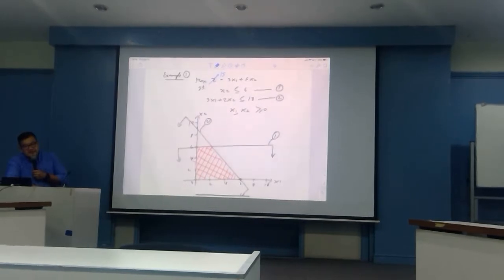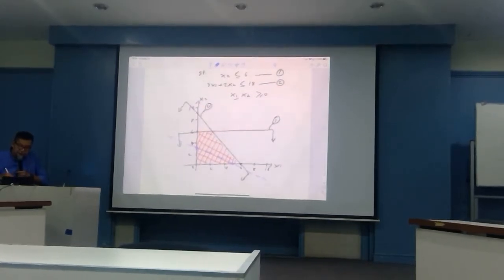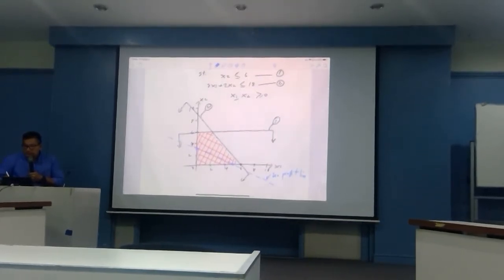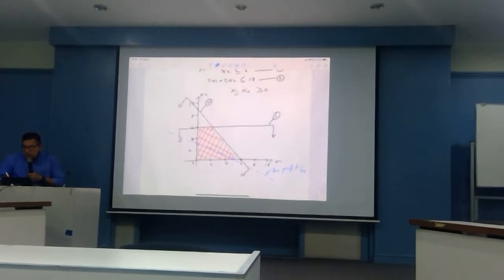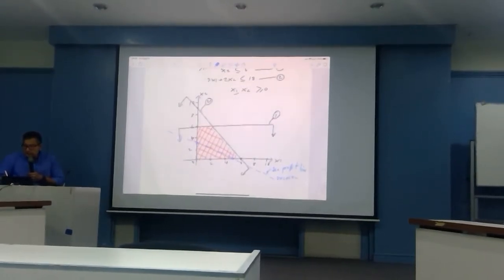Finding the x1 intersection, substitute x2 to be 0. You have 3x1 equal to 15, x1 cutting at 5. For the x2 intersection, substitute x1 to be 0. You have 5x2 equal to 15, x2 cutting at 3. So then this is my isoprofit line, right here. It has the equation 3x1 plus 5x2 equal to 15.